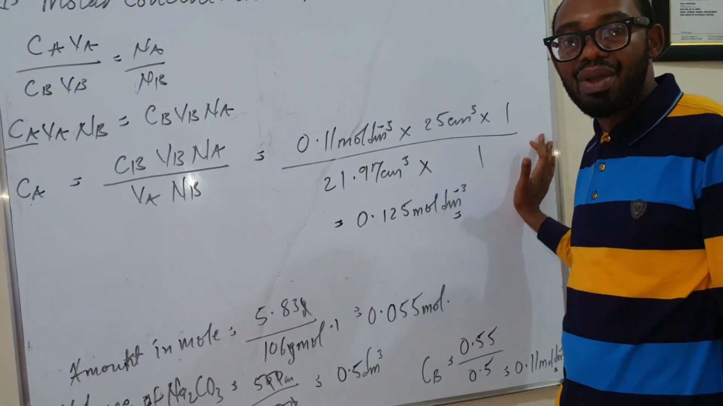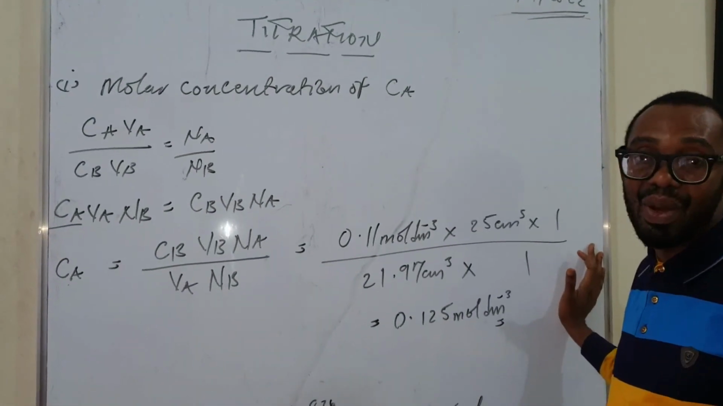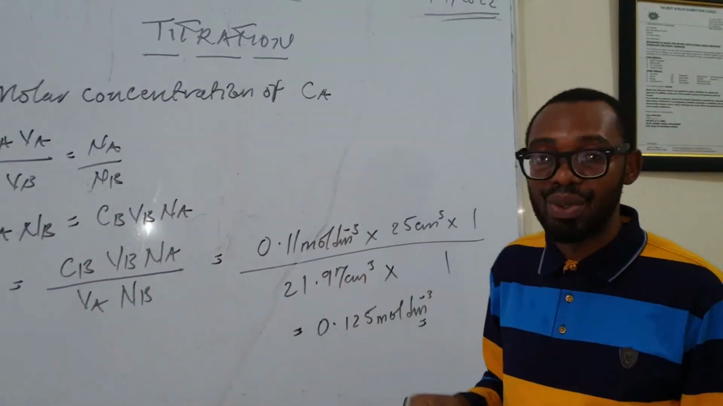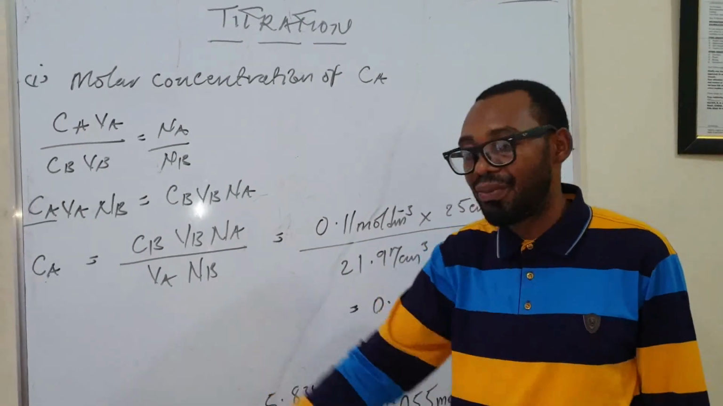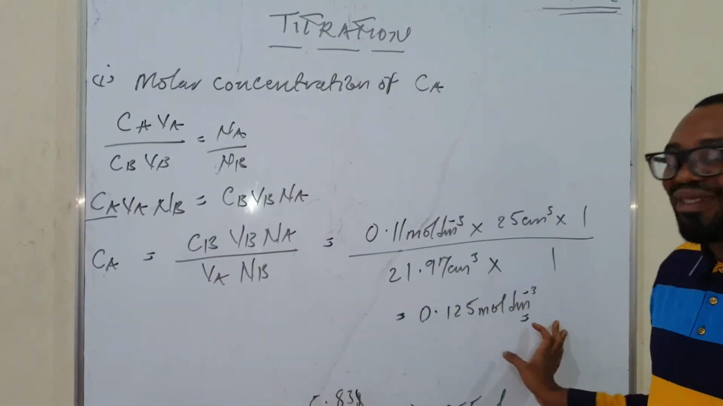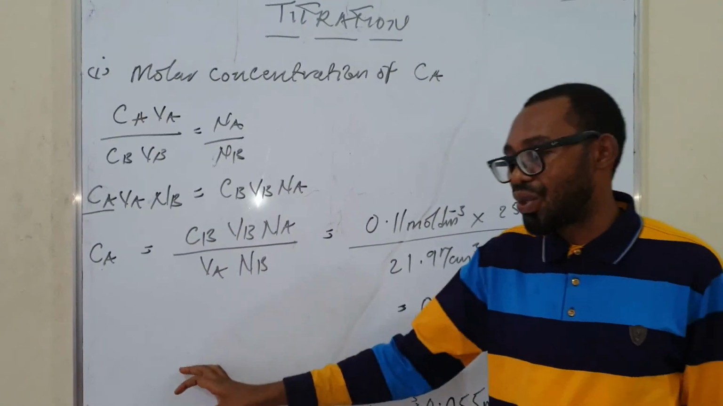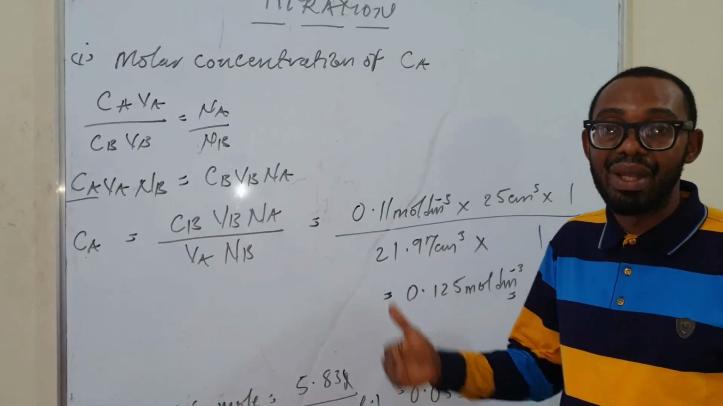I know you've gotten this, and because it's very simple, we're going to end the class here because we may not have time to continue with it. So if you have any questions, maybe in our next class we'll finish up by calculating the concentration in gram per dm³, and then also the volume of carbon(IV) oxide produced during this reaction.